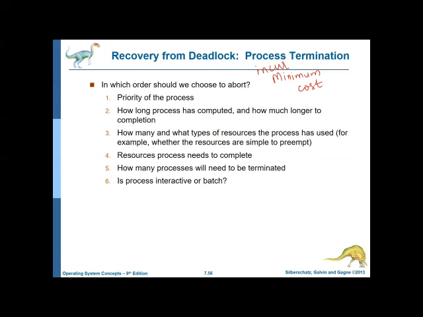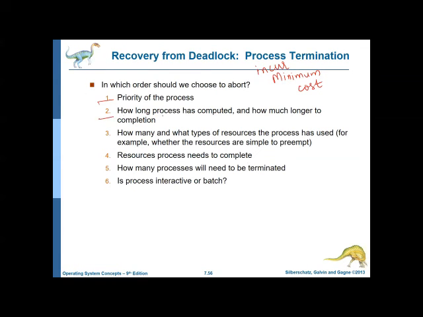What the priority of the process is. In which priority level it stands. If it's a very high priority process, and I cancel or terminate it suddenly, will it affect the entire working of the system? It may. So that is not so feasible.